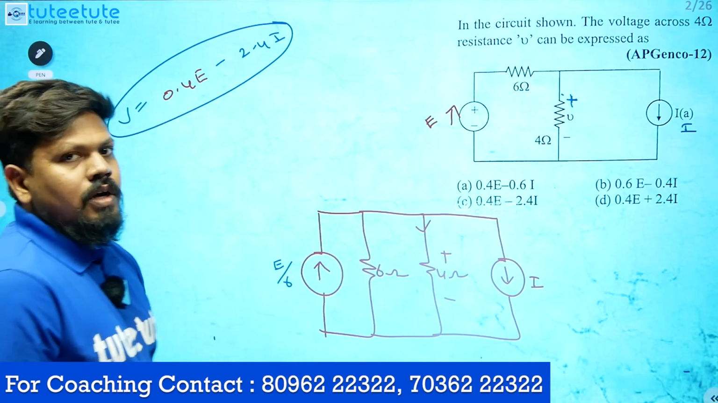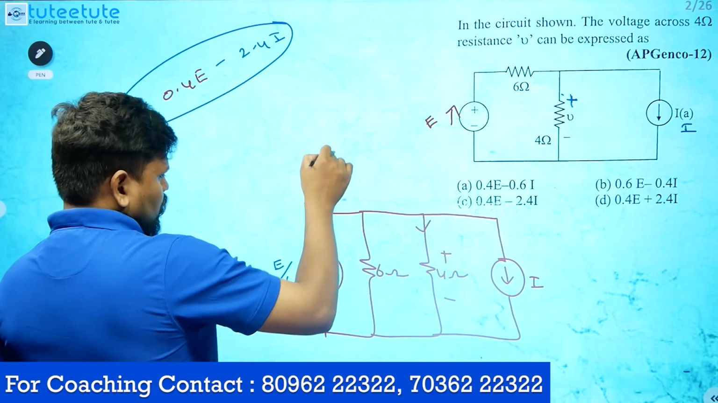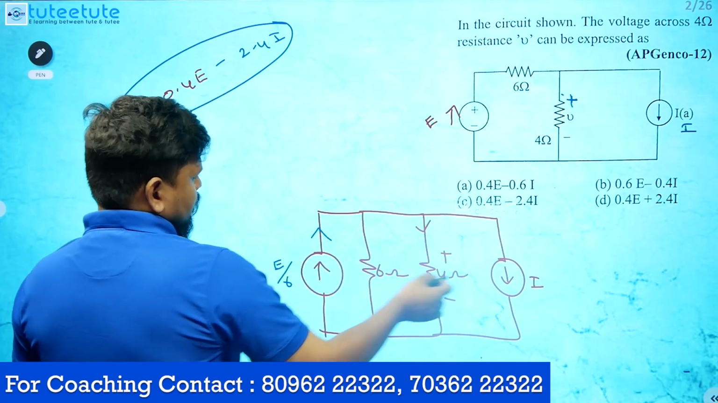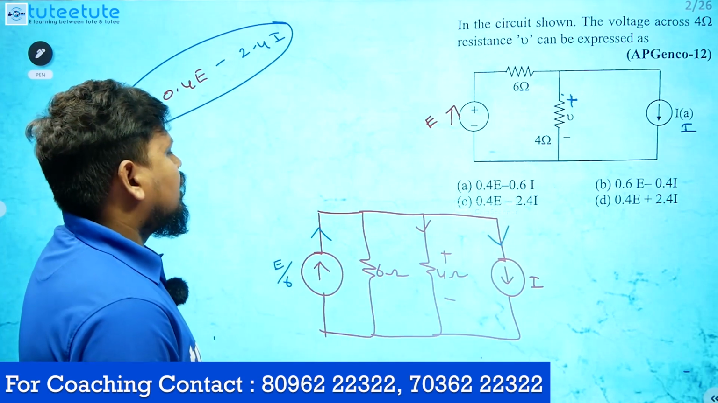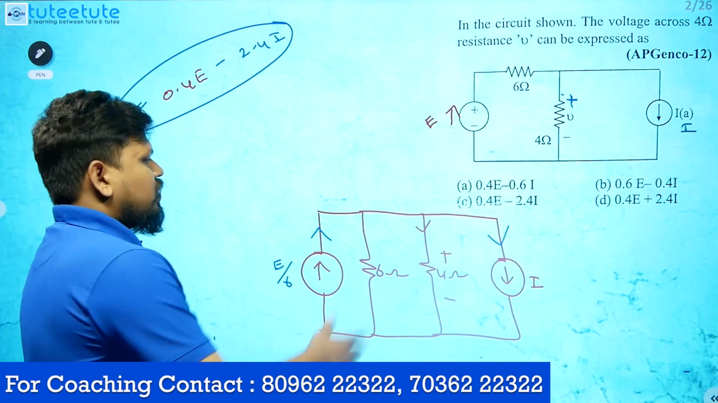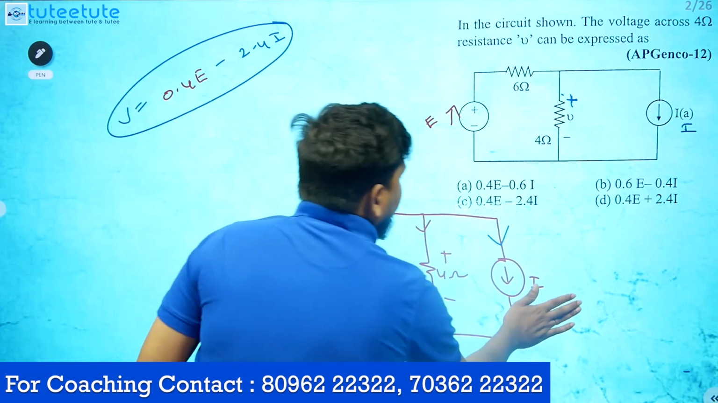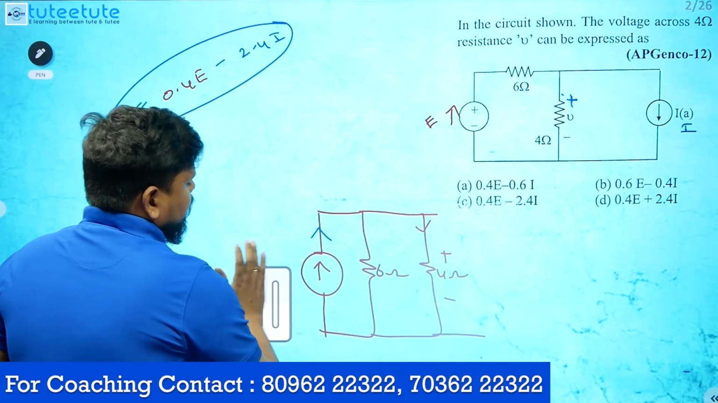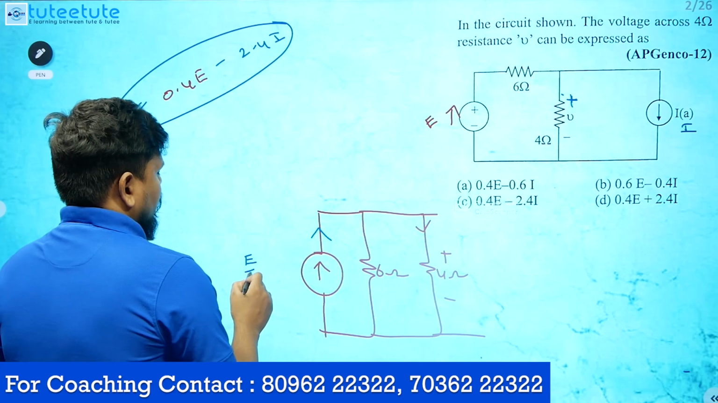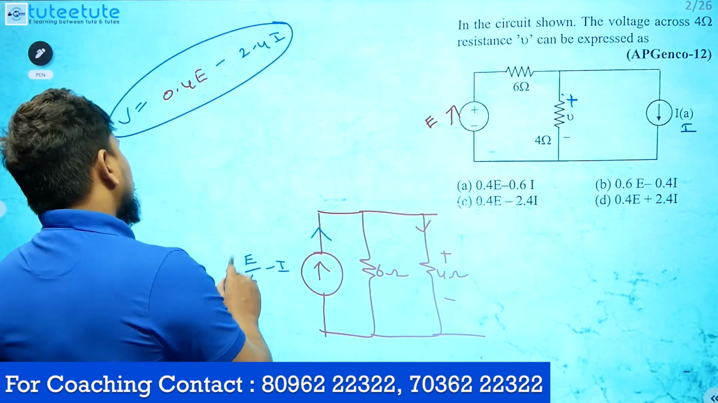Now these two are the current sources. Whatever current, total current, okay? Some current is going in this direction, up direction. Some current is going in downwards direction, okay? So what is the total current? Instead of these two, we can give only a single current source. So this I will consider as E by 6 minus I, like this. Understanding, right? This is the single current source.